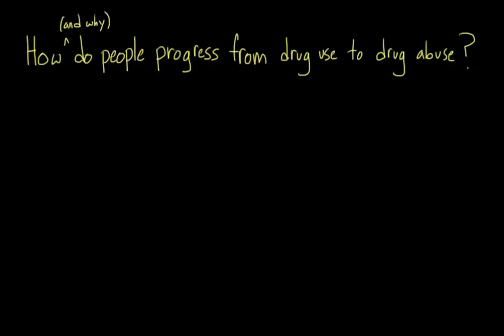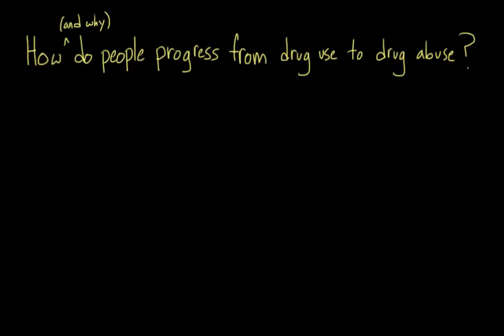When we talk about substance use and substance abuse, we have to remember that these are two different things, although they are obviously related. And although a majority of people who use substances will never develop a substance abuse problem, it is true that everyone who develops a substance abuse problem starts as a user. And so it's really important for us to figure out exactly how substance use develops into substance abuse.